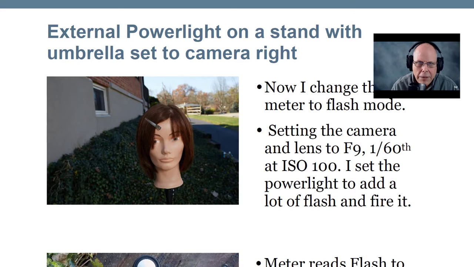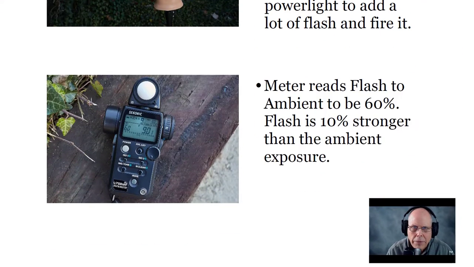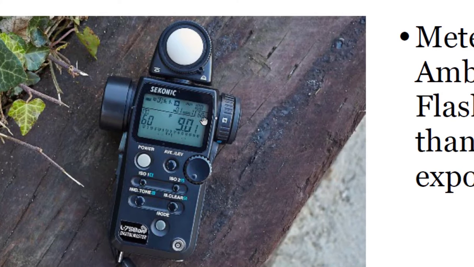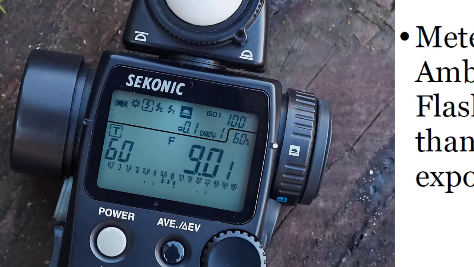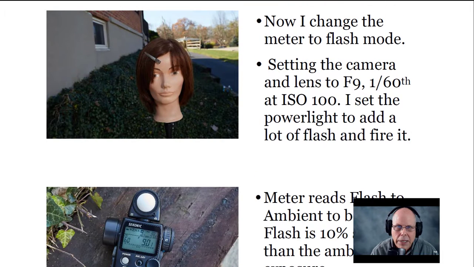And you can see the background got much darker. If you look at the meter reading itself, it's kind of hard to see in this picture, but you'll see 60% up here in the right corner. 60% is 10% stronger than the ambient exposure. So in this case, it's f9 at a 60th, and I set my camera lens to that, and that's this picture I got right here.